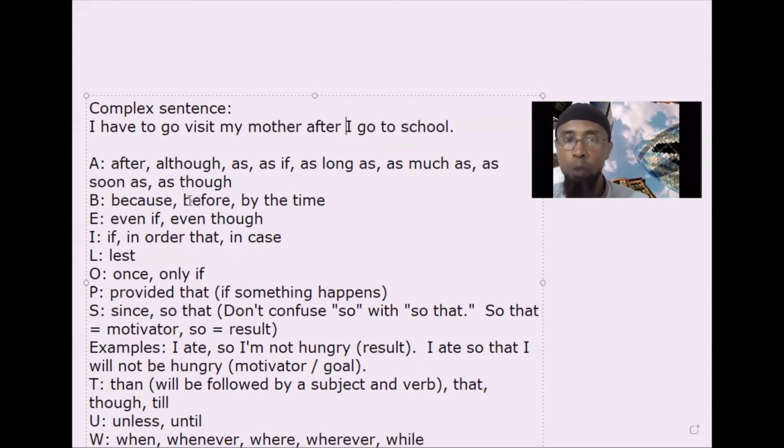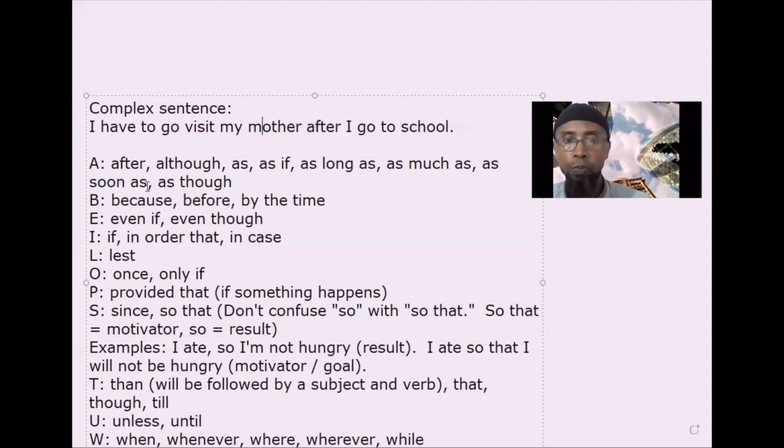Let's say I use before. I say I have to go visit my mother before I go to school. Well, I did create a unique, complex relationship between them, but I've changed the time frame by which I will have to visit my mother. So if I have to go visit my mother before I go to school, then I'm going to have to go visit her. And then after I visit her, then I go to school. You see, so the meaning is what changes when you use a different conjunction. All right, but it still will be what we consider a complex sentence.